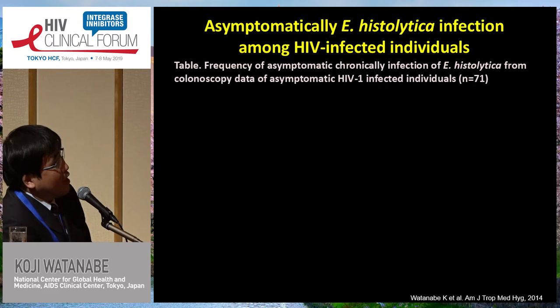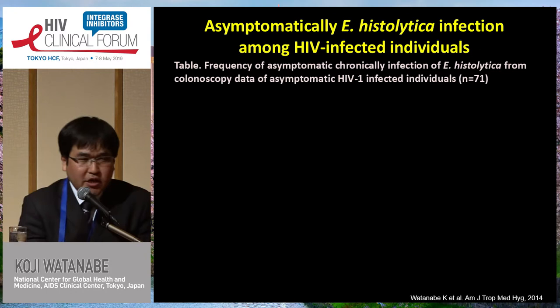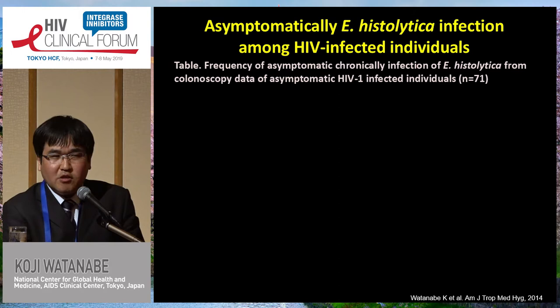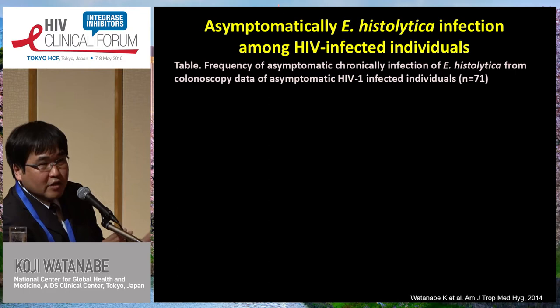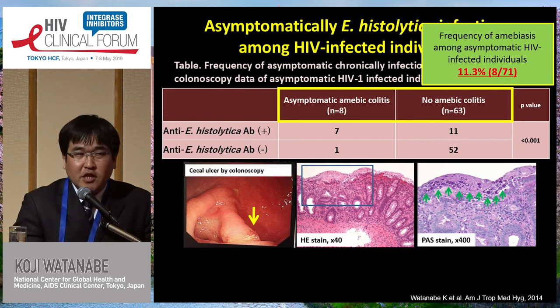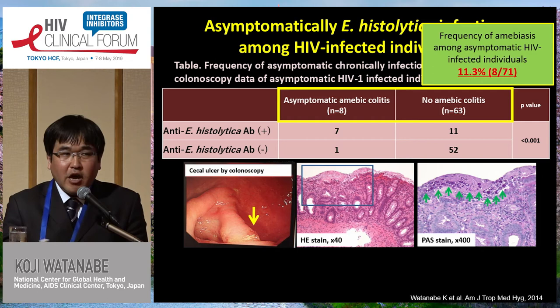And this is another cross-sectional study of ours. We checked the frequency of asymptomatic chronic infection with Entamoeba histolytica from colonoscopy data of asymptomatic HIV-1-infected individuals. We collected 71 asymptomatic HIV-1-infected individuals and checked the frequency of Entamoeba histolytica among them. We identified 8 of 71, so 11.3% of asymptomatic HIV-infected individuals had amoebic colitis.